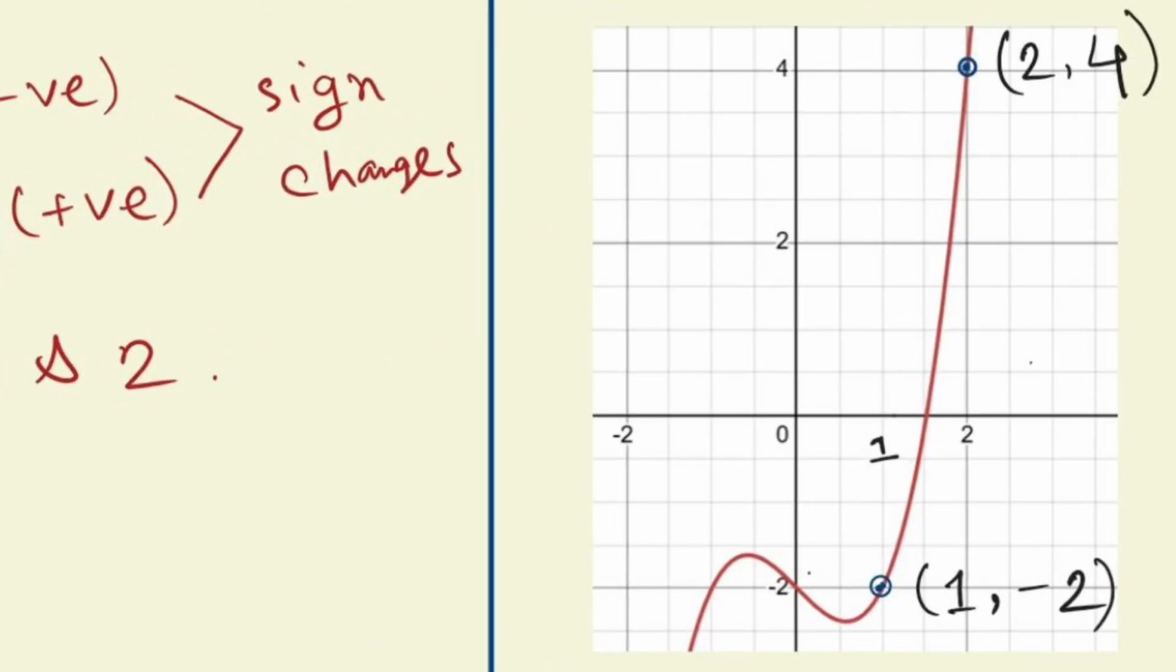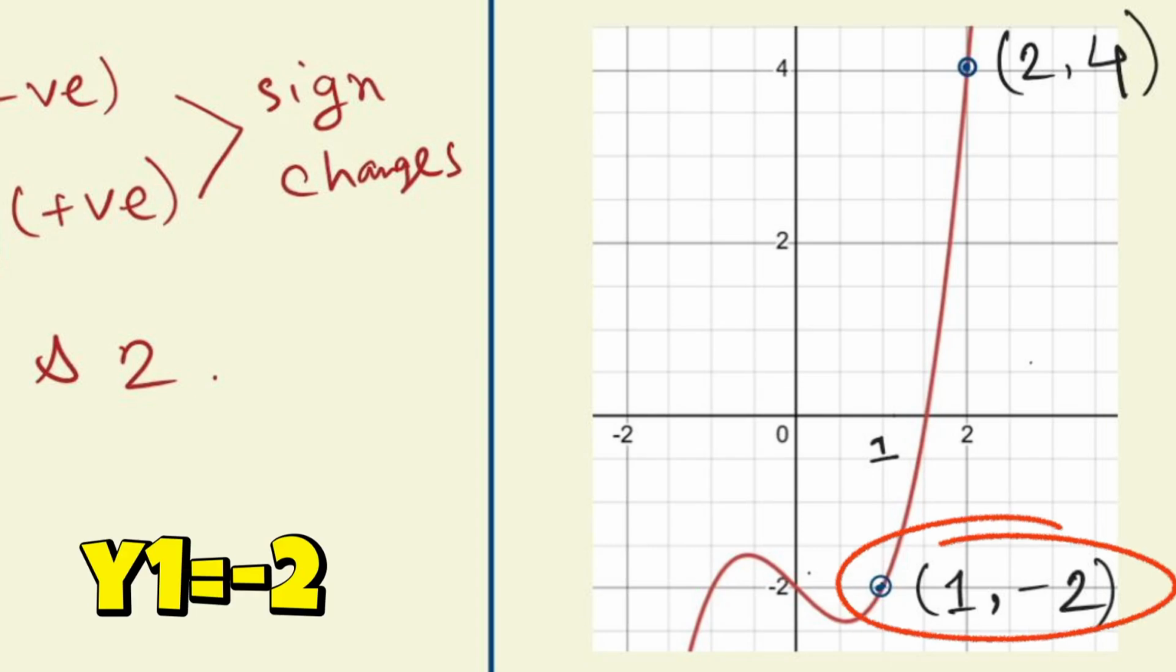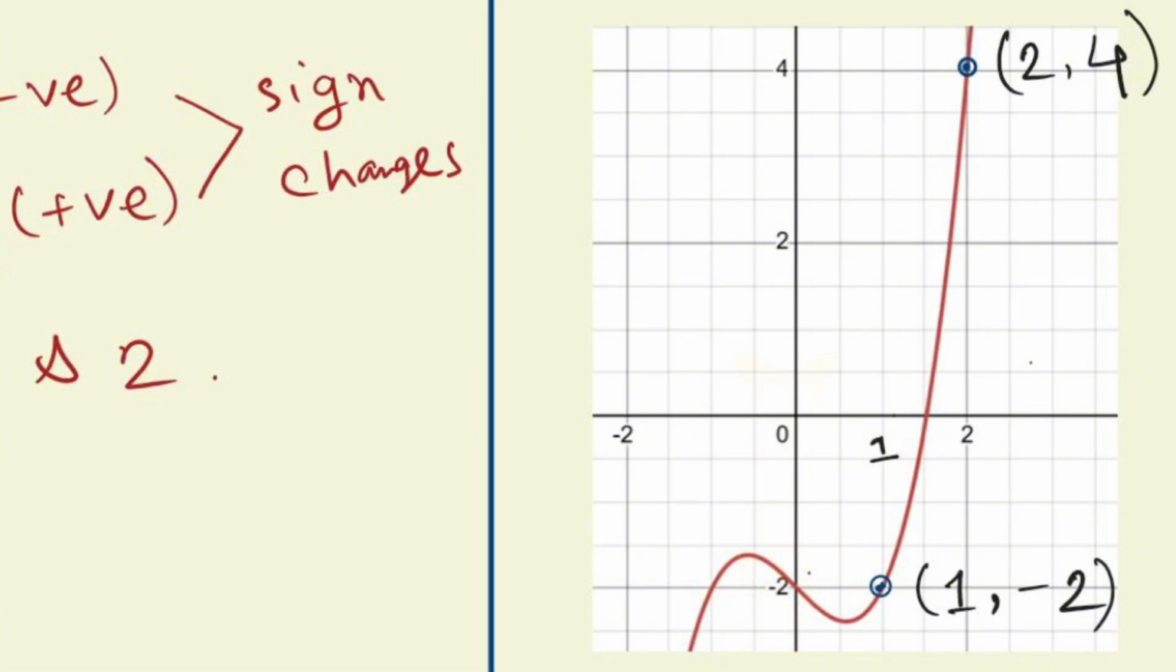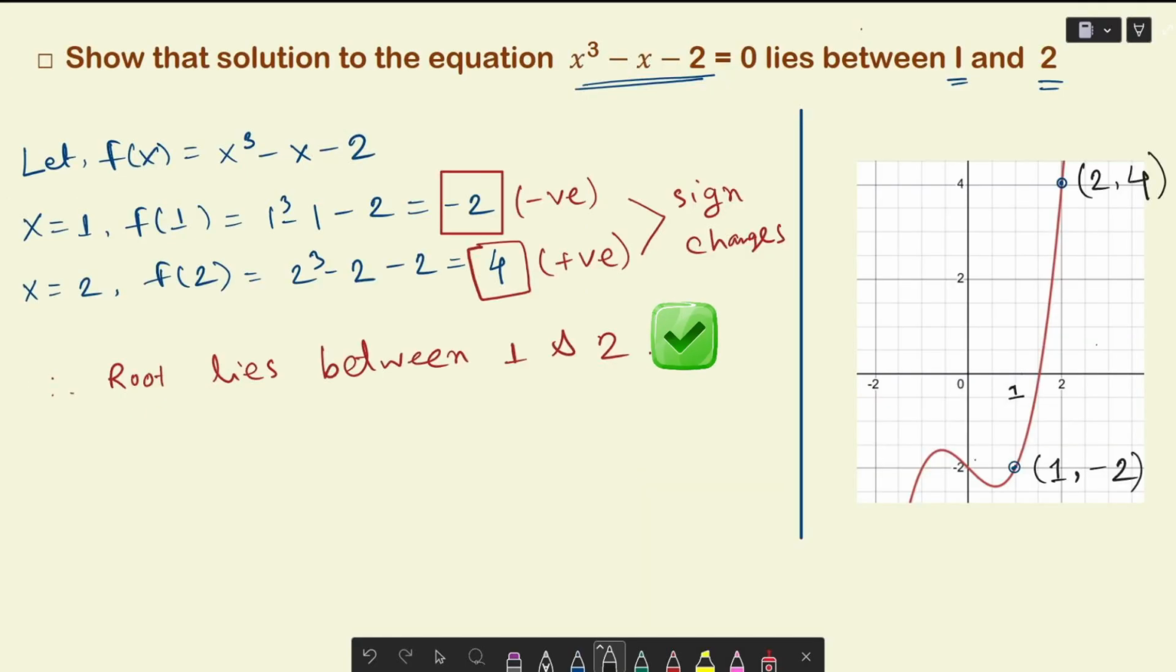Now let's visualize what this means in a graph. If we look at the graph of our equation, we have just plotted 2 points on it, (1, -2) and (2, 4). Notice how one point is below the x-axis and the other point is above the x-axis. If we imagine connecting these 2 points with the curve of our function, the curve must cross the x-axis somewhere between x equals 1 and x equals 2. So it confirms that the solution lies between 1 and 2.